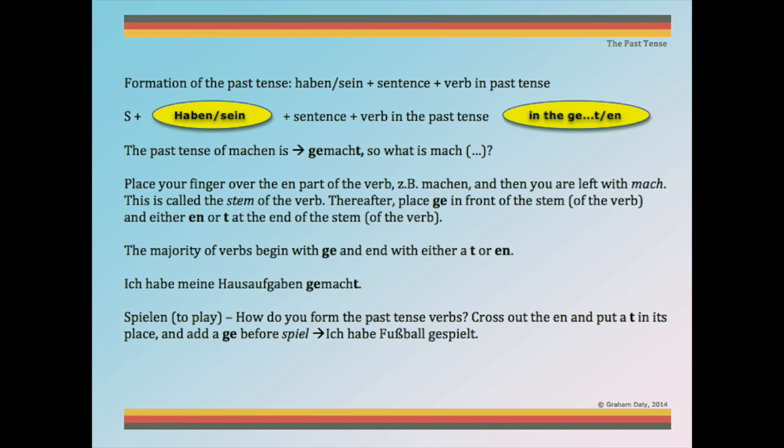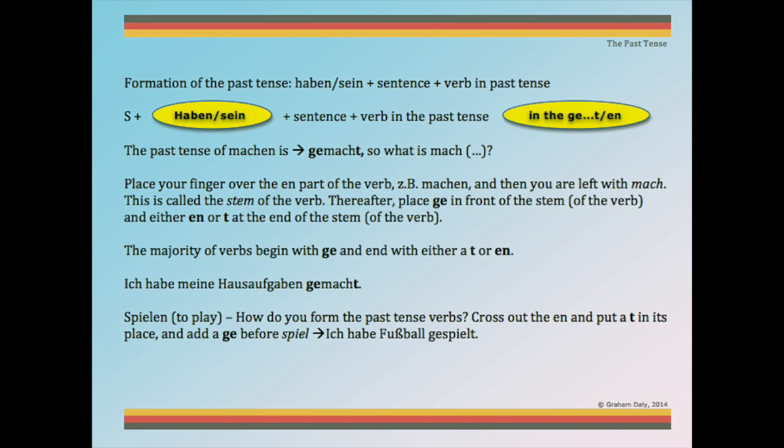Now, the majority of German verbs in the past tense begin with a ge, and end in a t or en. For example, the verb machen in the past tense is gemacht. So what you do is as follows. You already have machen written down on the page.